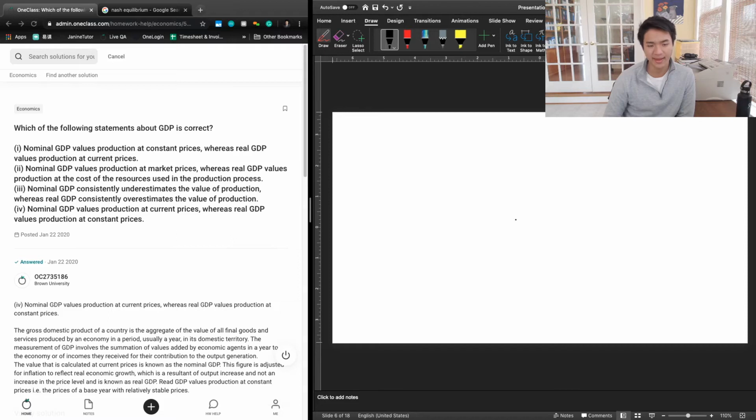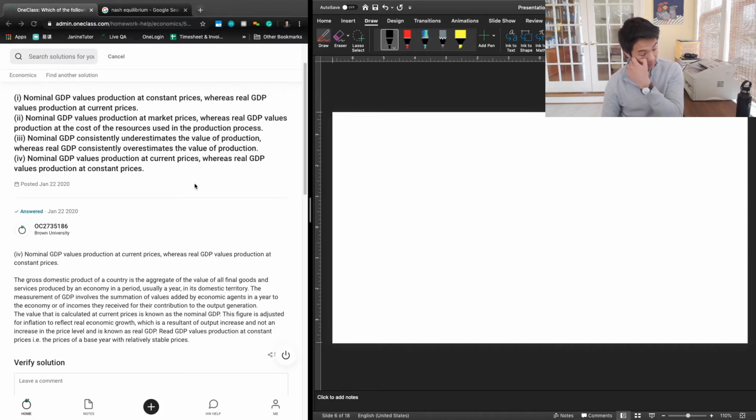And so in that sense, real GDP is keeping prices constant and ensuring that changes in real GDP are reflections of changes in overall production. So, looking through your answer choices, it looks like 4 is going to be the statement about GDP that is correct. Nominal GDP values production at current prices, whereas real GDP values production at constant prices. And that's going to be the big distinguishing factor for nominal versus real.